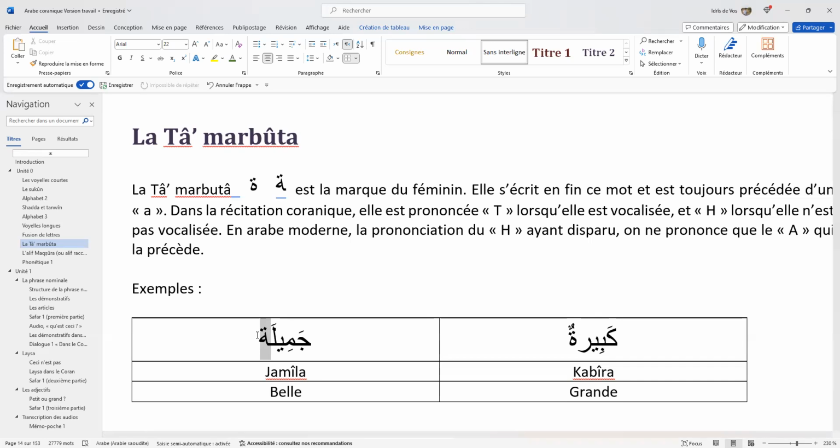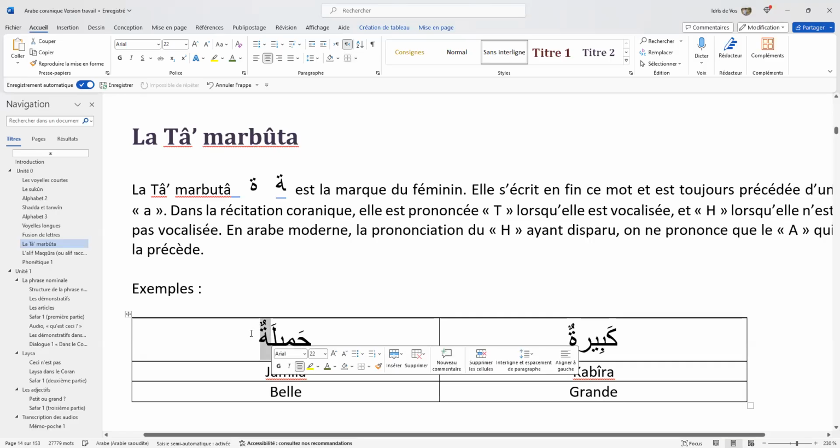But when this same word is in the middle of a sentence, we pronounce the inflection, that is the vowels, and in that case this letter is pronounced T. So there, for example, I'd say Jamilatun. So sometimes it's pronounced T and sometimes it's pronounced ha.